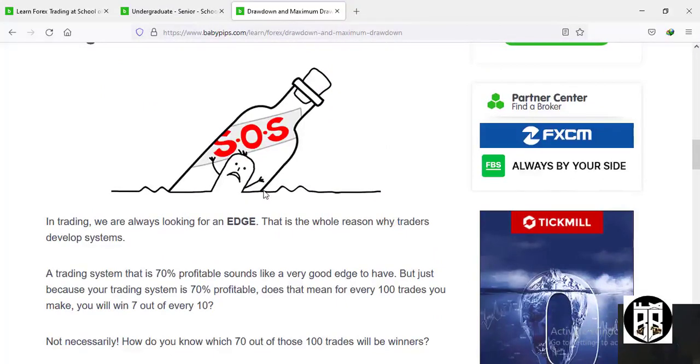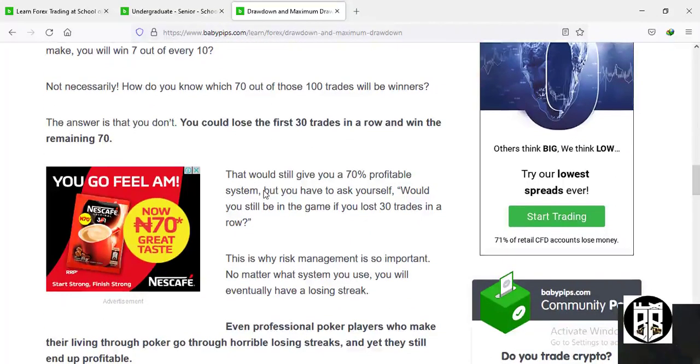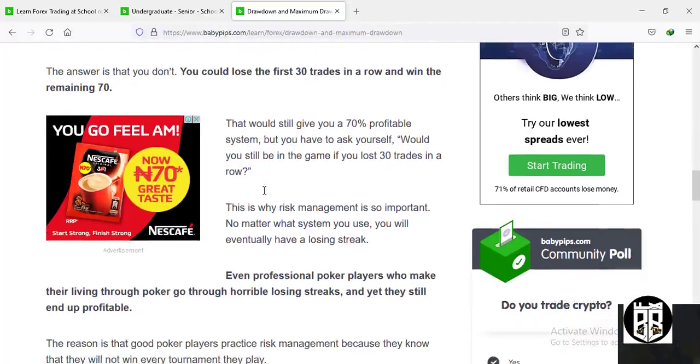So in trading we are always looking for an edge, and that's why many traders develop trading systems. Now it doesn't mean your trading systems must be good or perfect all the time. In fact, even if you have a trading system that is 70% profitable, it might sound great, but that doesn't mean you're going to win 70 trades and then just lose 30 trades. No. In 100 trades you might lose 30 straight before you win the next 70. That's what we're learning here.